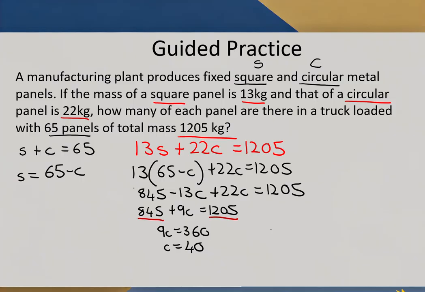So I've got circular panels, I've got 40 of them. To work out how many square I've got, I'm just going to use this formula on my left-hand side. So square is equal to 65, take away 40. That clearly tells me I've got 25 square.